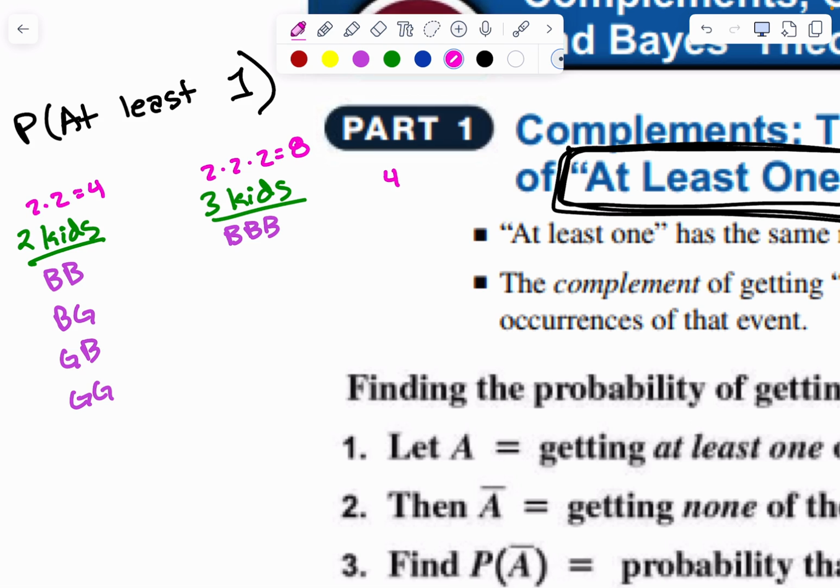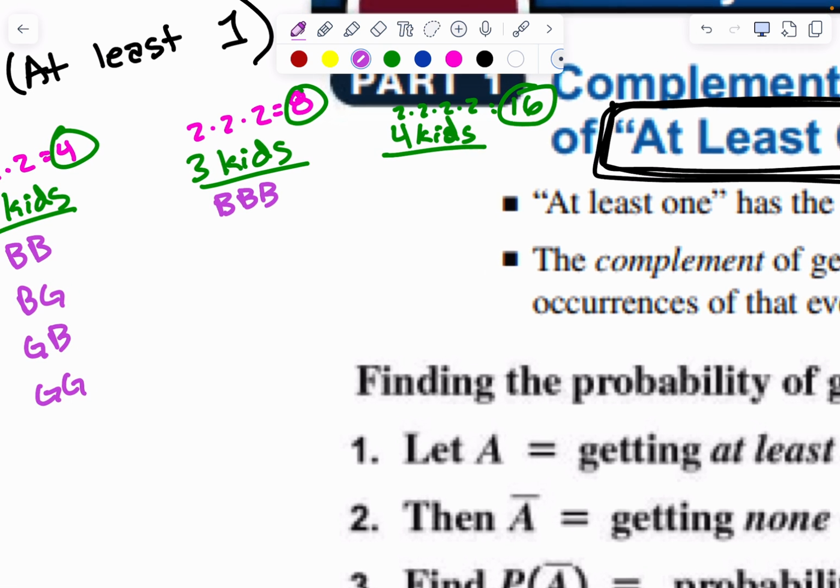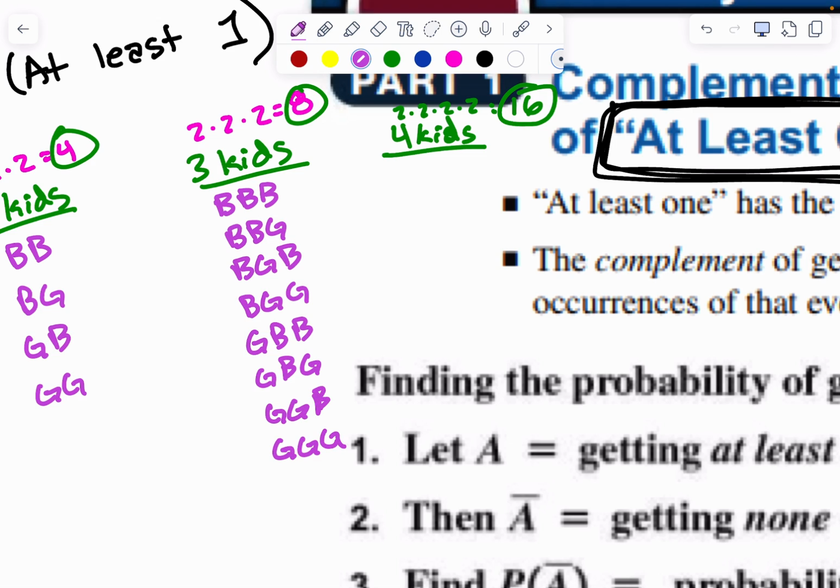Heaven forbid, if I have 4 kids, we won't list all these out, but how many options do I have for 4 kids? 16. It would be 2 times 2 times 2 times 2, which is 16. So 16 combinations, 8 combinations, 4 combinations. All right, let's list out all the ones for 3 kids. Boy boy boy, boy boy girl, boy girl boy, boy girl girl. That's 4 of them. Now let's start with the girl side. Girl boy boy, girl boy girl, girl girl boy, and girl girl girl. That is all 8 combinations. I am not going to list out the ones for 4 kids because that's 16 long.